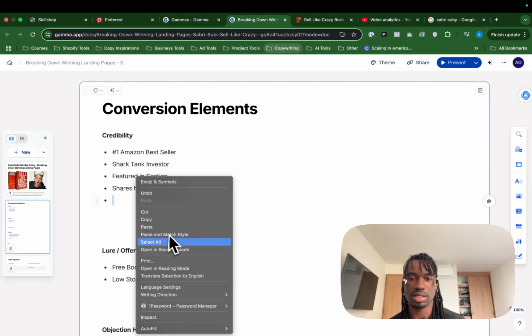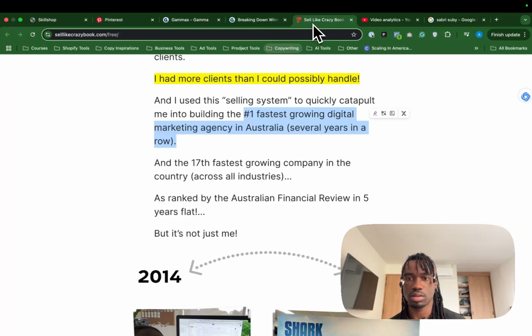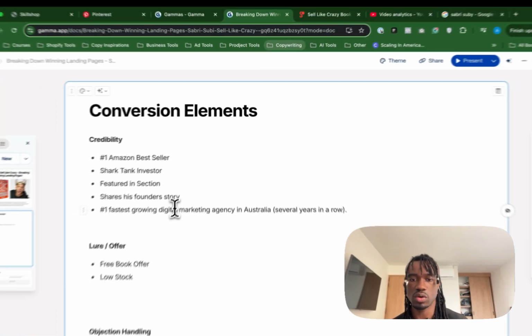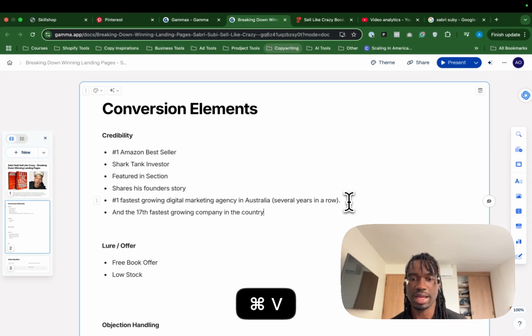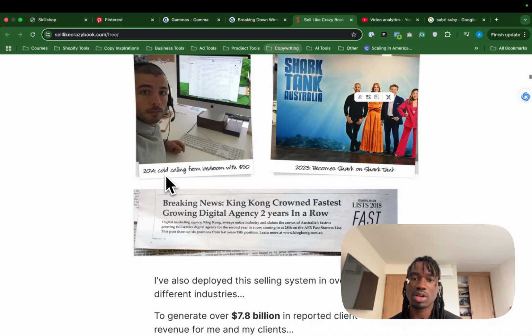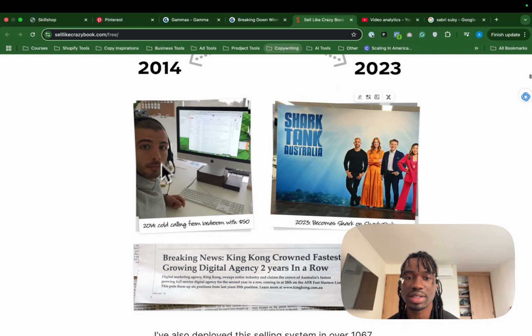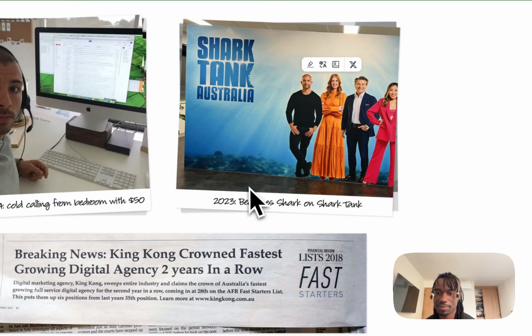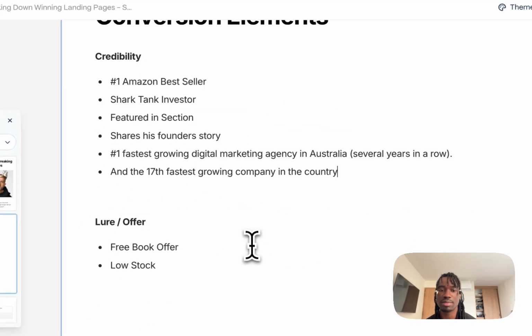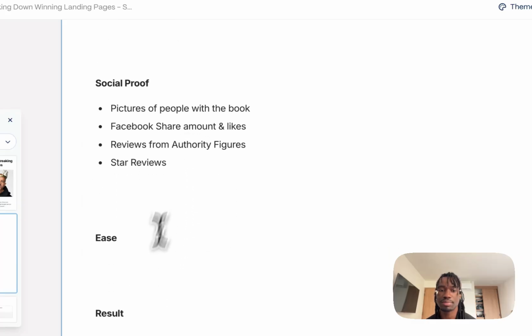All right. Let's paste this in here. And the 17th fastest growing company in the country. These are all things that are adding to his credibility, right? So you can see, and he has these images here as well. Images are great because they tell a story, right? He has this image and it says 2014 cold calling from bedroom with $50, right? And then to being 2023 becoming on Shark Tank, right? And then he has the proof. It has proof here. So he uses loads of images and stuff for proof, right?